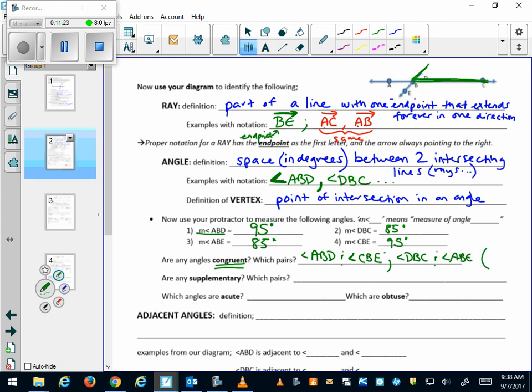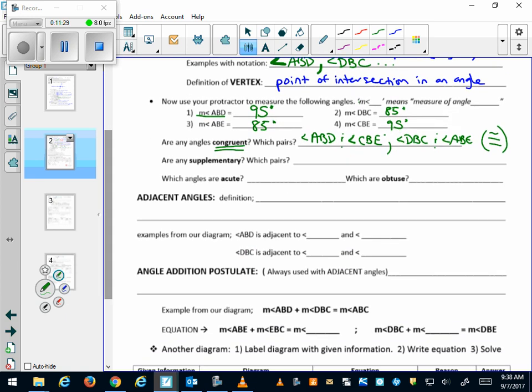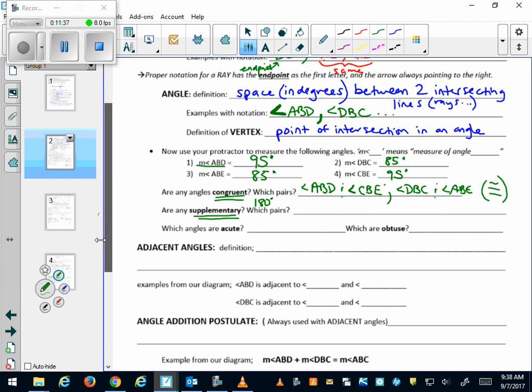You might have seen a congruent symbol before. It looks like that. We'll learn that in more detail in the future. All right, supplementary. Remember, supplementary means adds up to 180 degrees. So we have a few supplementary angles here, lots of pairs actually.